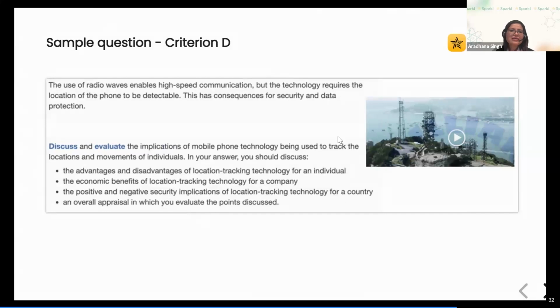And this is a typical criteria D type sample question, right? Related to data safety and privacy of the people. Any doubts so far?